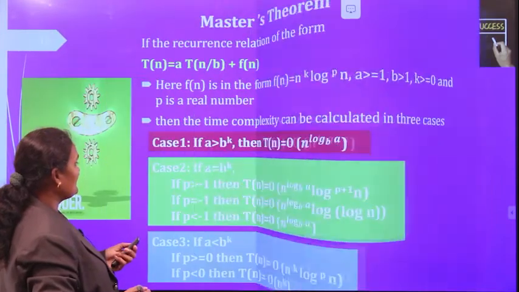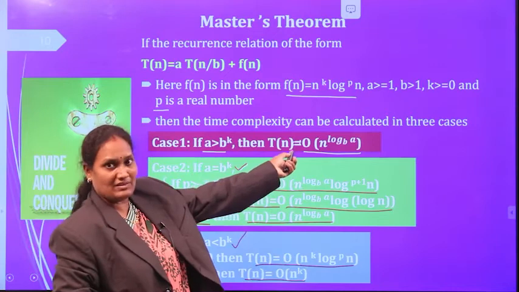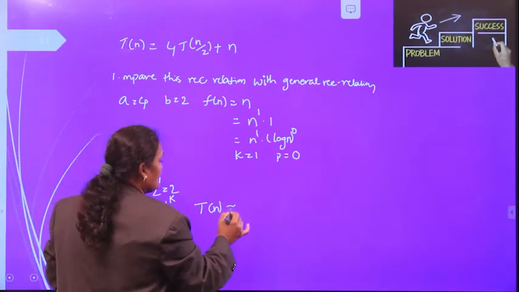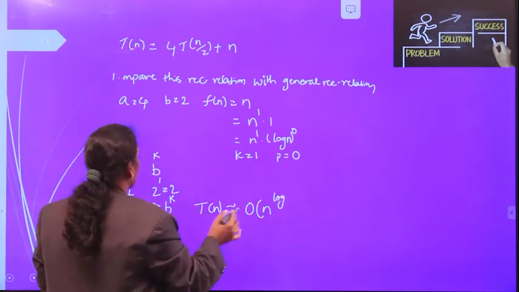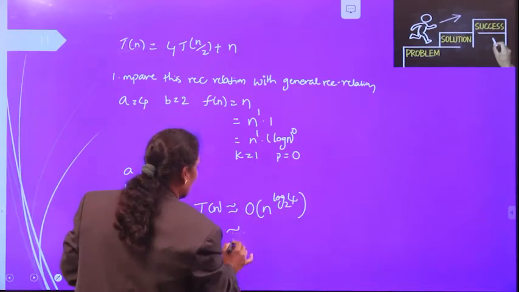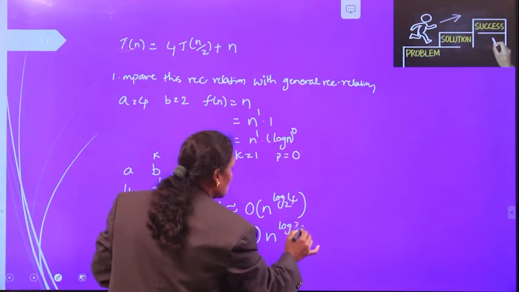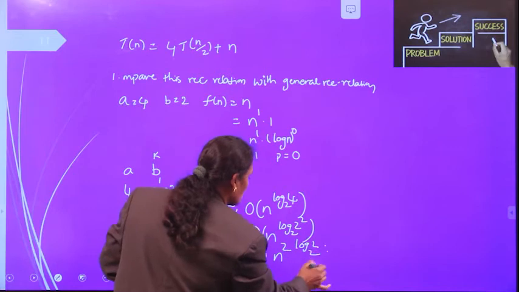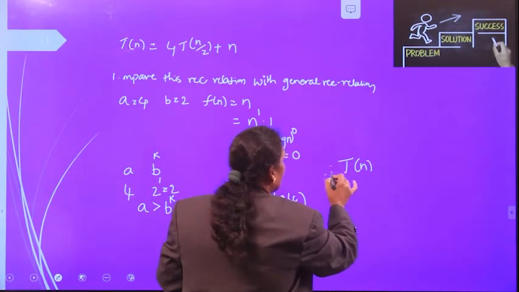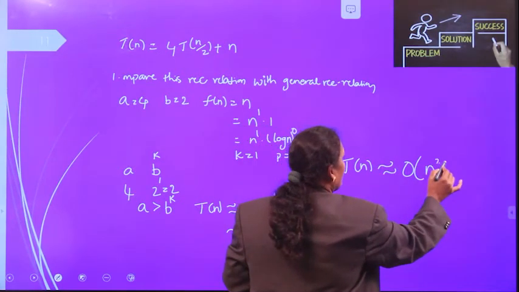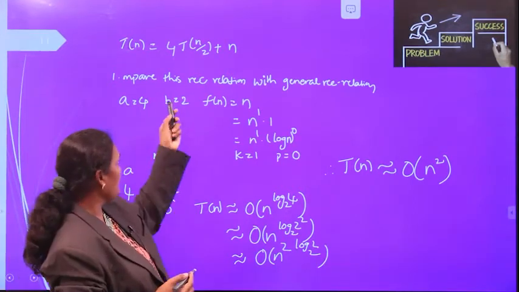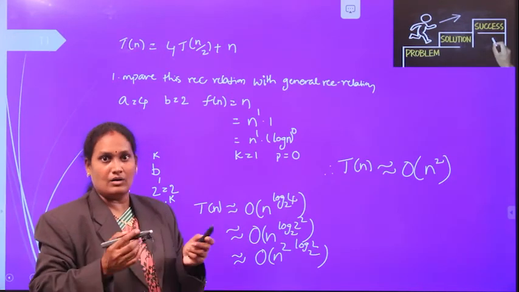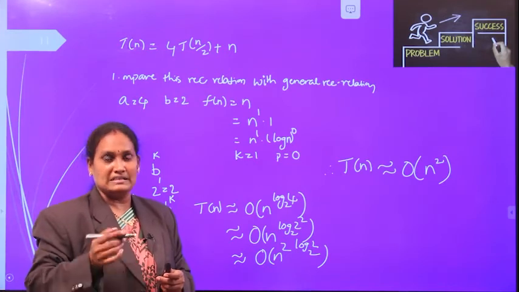Now in this case, what is the time complexity? If a is greater than b power k, then T of n is big O of n power log a base b. Here a is 4, b is 2. By simplifying this, we get n power log 2 square base 2, which is big O of n power 2 log 2 base 2. So the time complexity T of n is big O of n square. What we obtained in the substitution method for the same recurrence relation, here also we obtain the same time complexity. So you can use either the substitution method or Master's theorem to find the time complexity of divide and conquer algorithms.